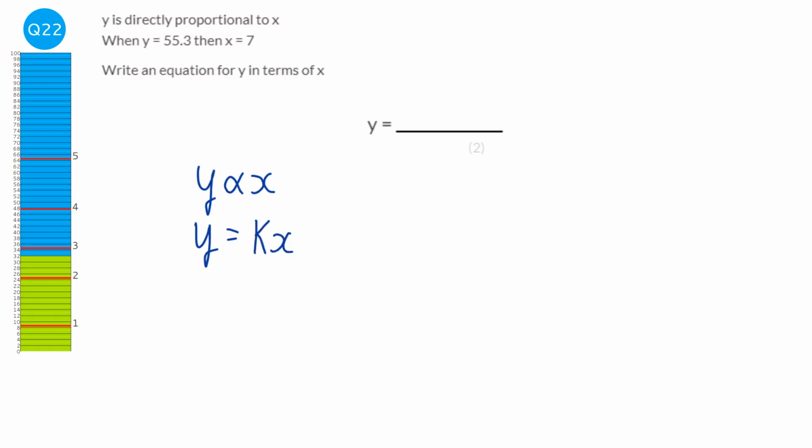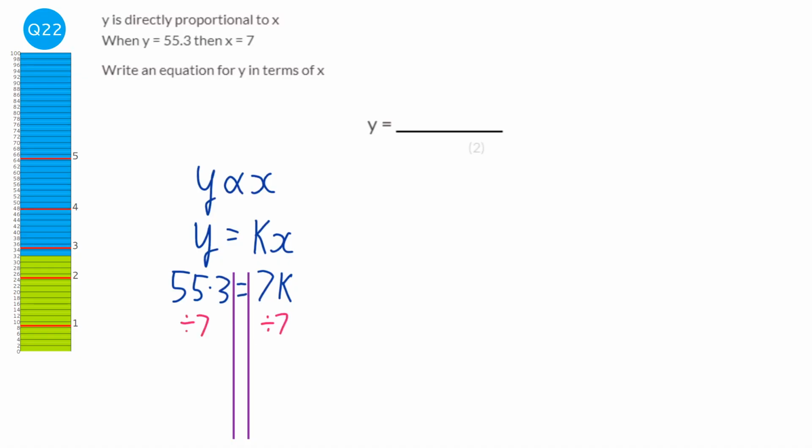Now to find out what that something is, to find out what that constant is, what we're going to do is feed in the value of y and the value of x that we have. So we're going to feed those in. So y is 55.3 and x is 7. So it would be 7k. And we're just going to put our lines in and solve this. So it's going to be divide by 7 both sides.